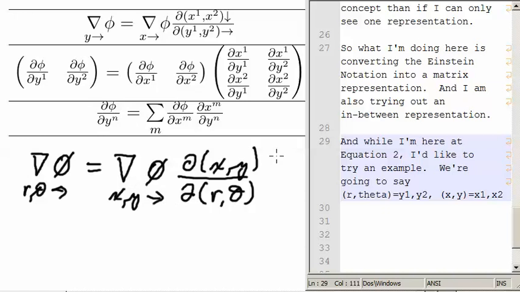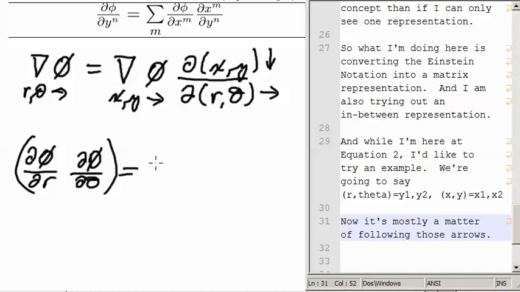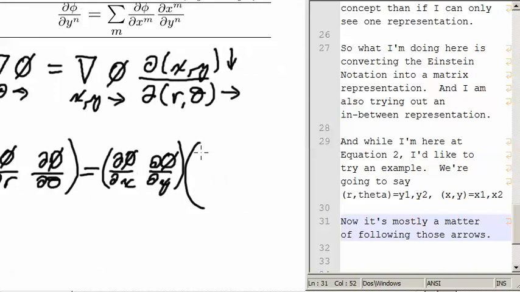This is going to be going across, down, across. Now it's mostly a matter of following those arrows. So this is del phi del r, del phi del theta equals del phi del x, del phi del y times, it's going to be a 2x2 matrix, del x del r, x goes down, so del y del r, the y goes down, del x del y goes down, del r del theta goes across.